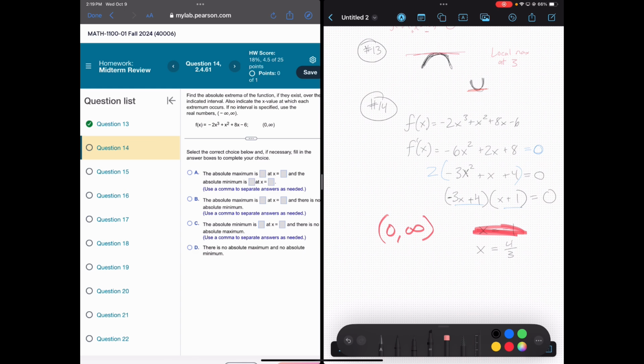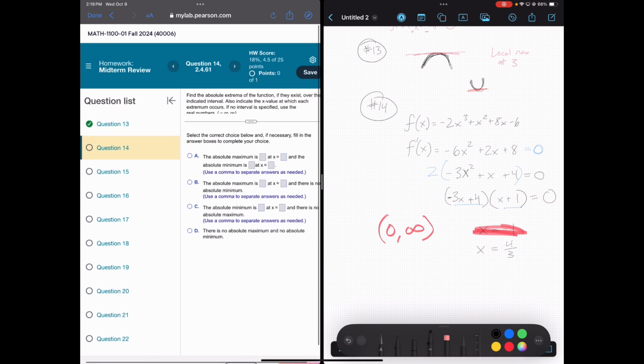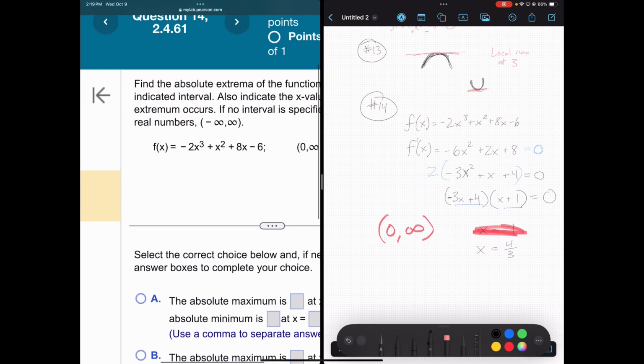So now we need to decide, is 4/3 an absolute max? Is it an absolute min? Or is it neither? Well, what happens if I'm going all the way to positive infinity? What's happening to my function as I let x get really, really big? What's happening to this function as x gets really large?